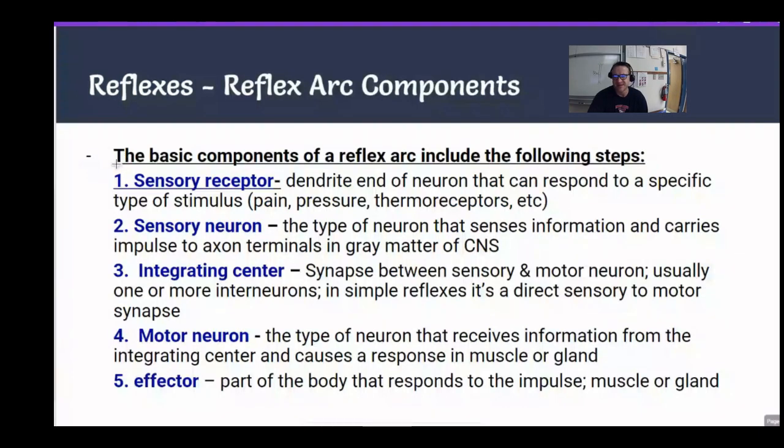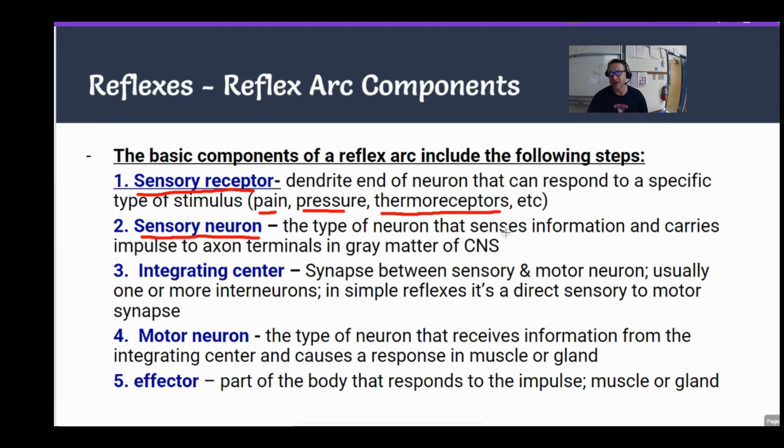It's basically the same as the last slide, except in words and no picture. So remember, number 1 of the reflex arc is the sensory receptor. That's at the dendritic end of a neuron that can respond to a specific type of stimulus. So that could be pain, pressure, thermoreceptors that detect cold and heat, etc. And then the sensory receptor is connected with the sensory neuron. So it's basically the dendrites of a sensory neuron.